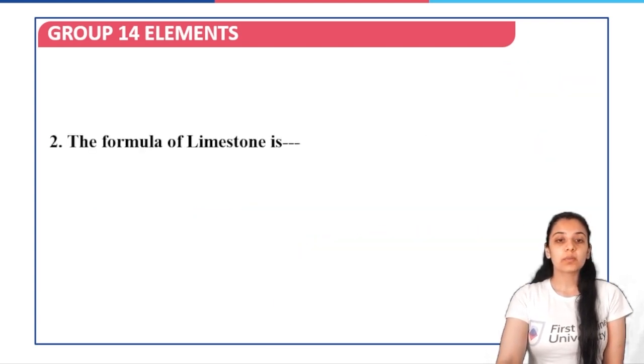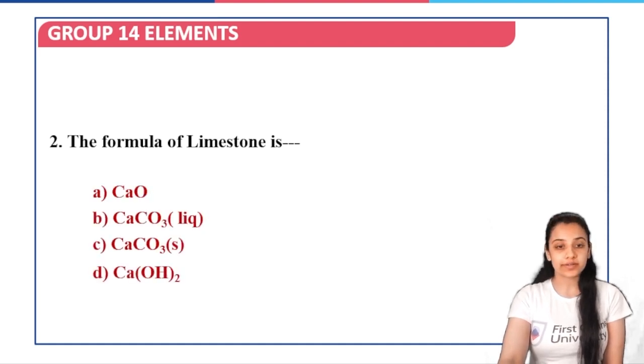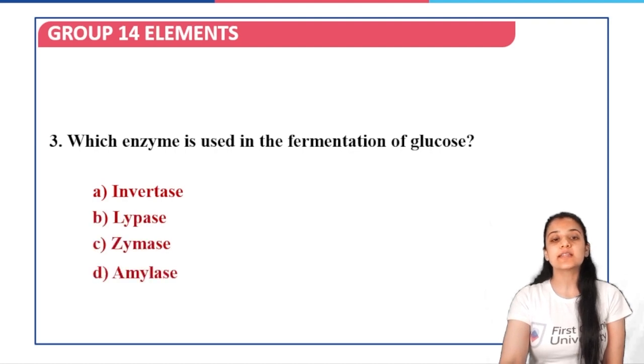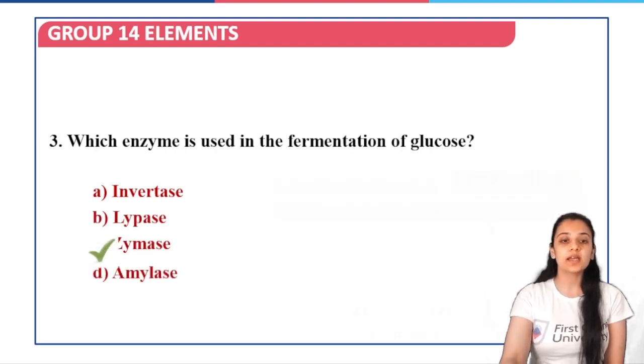Next question: the formula of limestone. Limestone we know is calcium carbonate, a solid. So option C is the correct answer. Next question: which enzyme is used in the fermentation of glucose? We have studied that this is zymase. Option C is the correct answer.